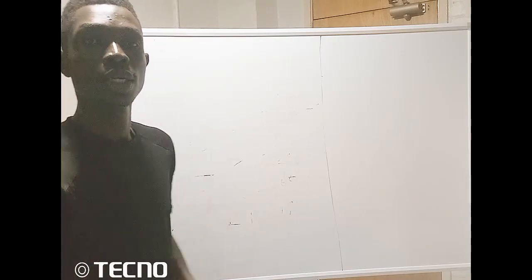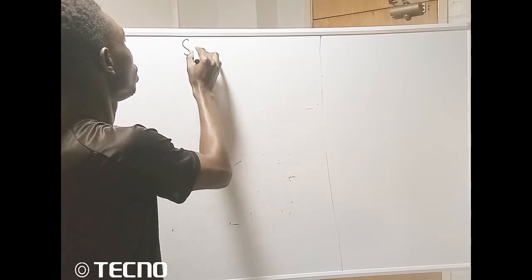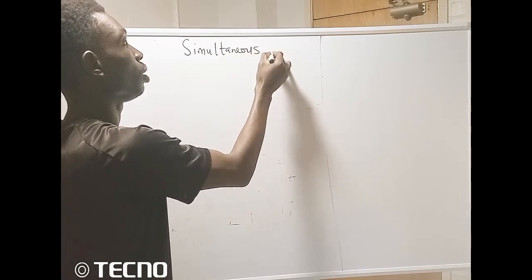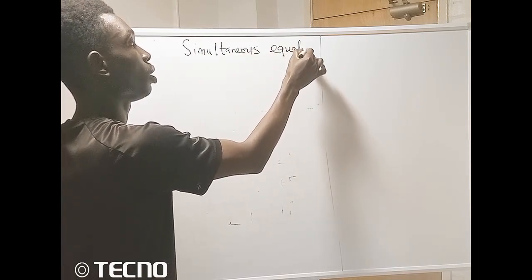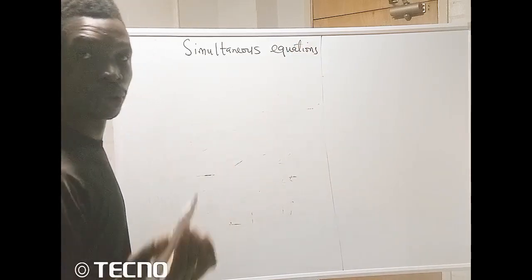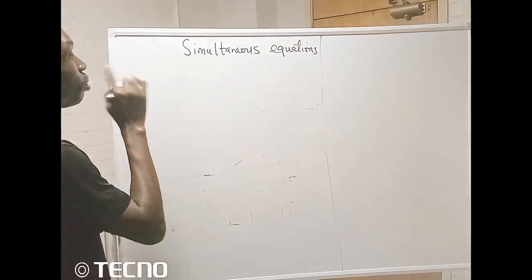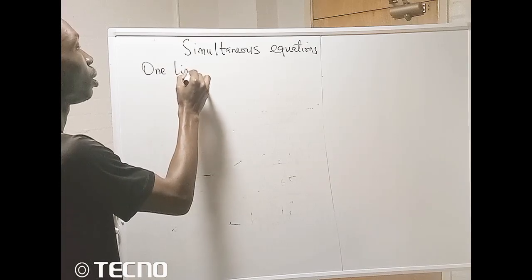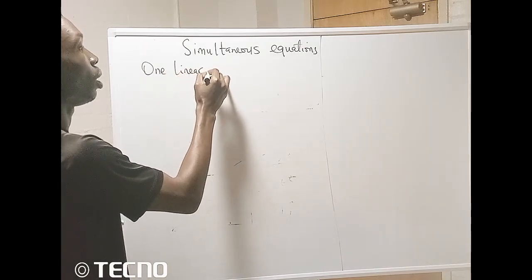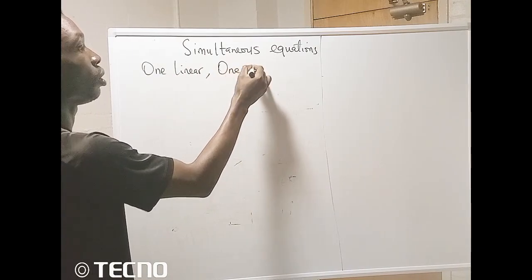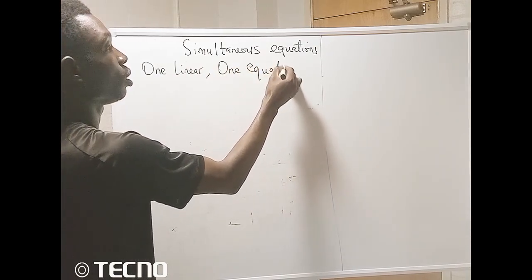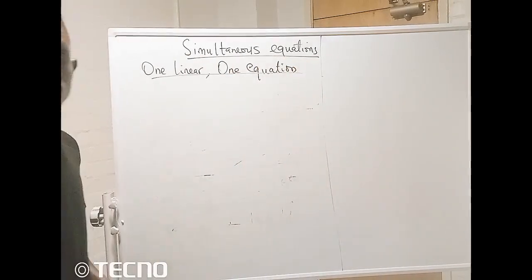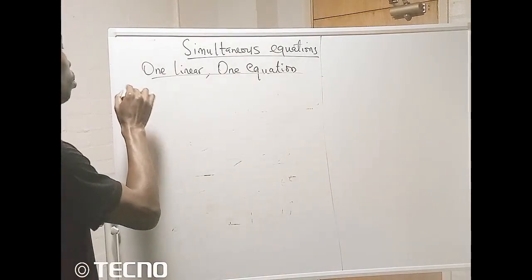Today we are looking at simultaneous equations. We'll continue from where we stopped in our last class. Today we will be doing one linear equation and one quadratic equation. That's the system of equations that we'll be solving today. So we have an example.